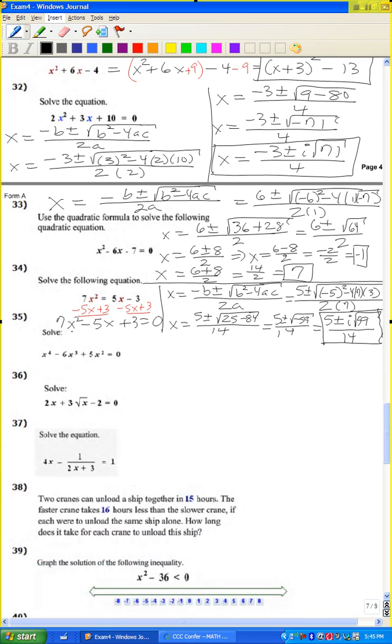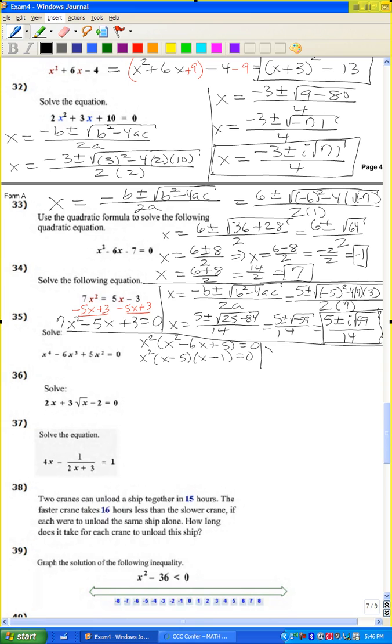Let me do problem 35. So first off, I can factor out what's in common, x squared. And so I get x squared times x squared minus 6x plus 5 is 0. And I can factor x squared minus 6x plus 5 as x minus 5, x minus 1. And set each factor to 0.